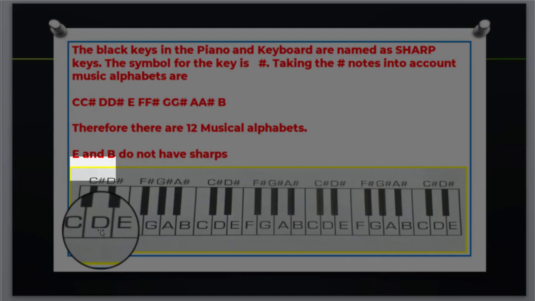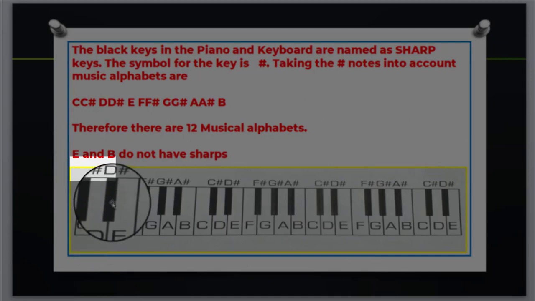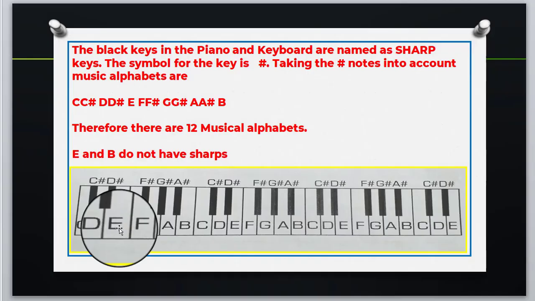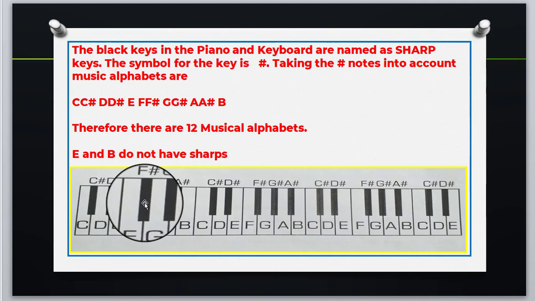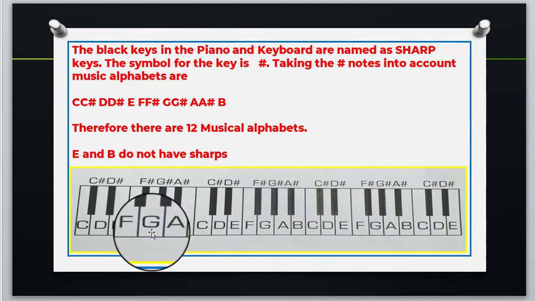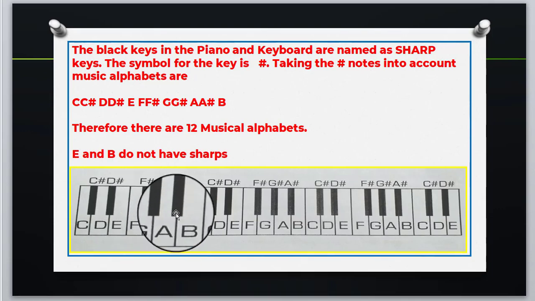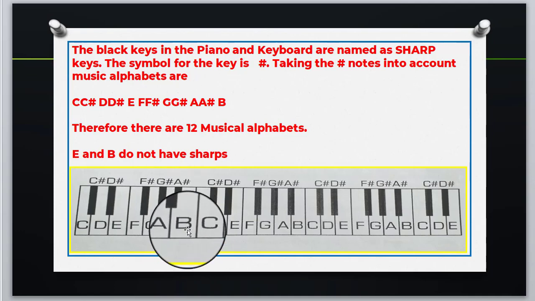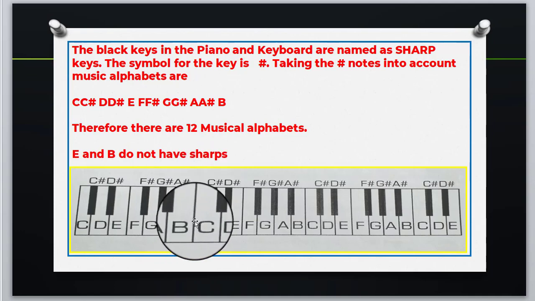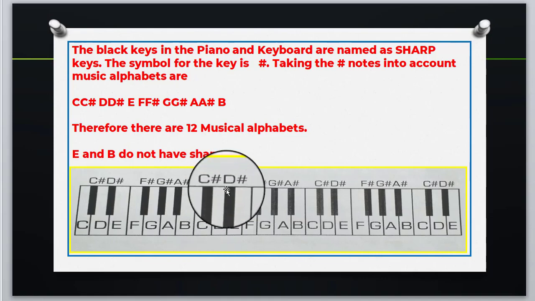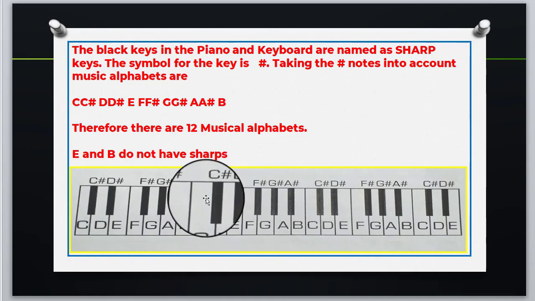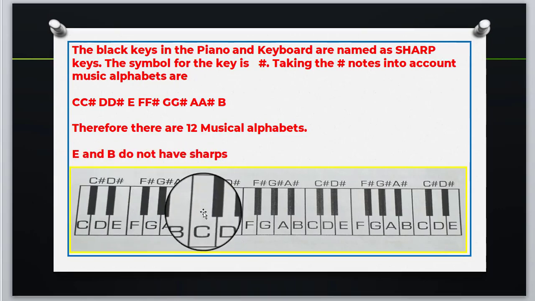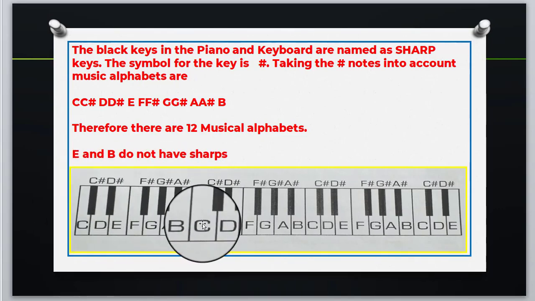Then again white key D, and we have D sharp. And again E does not have a sharp, so it is followed by F. F has a sharp and it is followed by F sharp. Then G sharp, A sharp, B, and B does not have a sharp, so it is again followed by C, and again it rotates. Now this C to C is called an octave, 8 notes.